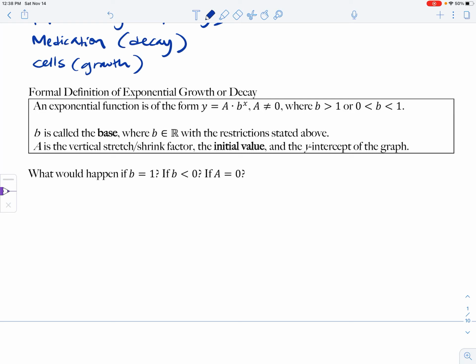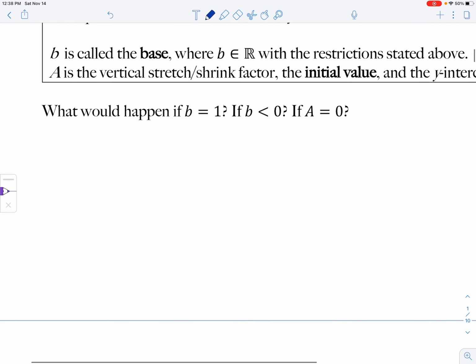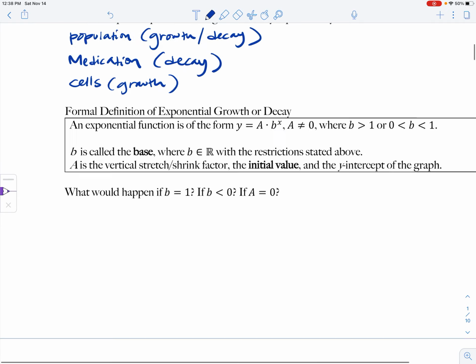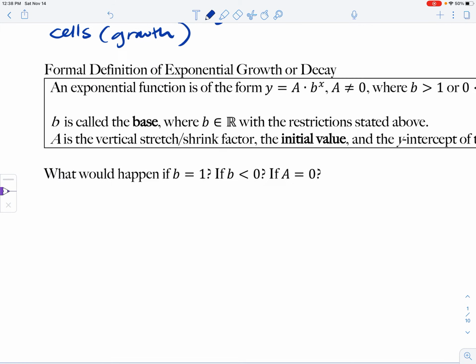Okay, so here's our formal definition of exponential growth or decay. An exponential function is in the form y equals a times b to the x power, where a can't be equal to 0, and b must be strictly greater than 1 or between 0 and 1. b is called the base, where b is a real number with the restrictions stated above. a is the vertical stretch or shrink factor, and also the initial value, as well as the y-intercept of the graph. So let's think about what would happen if b was equal to 1.